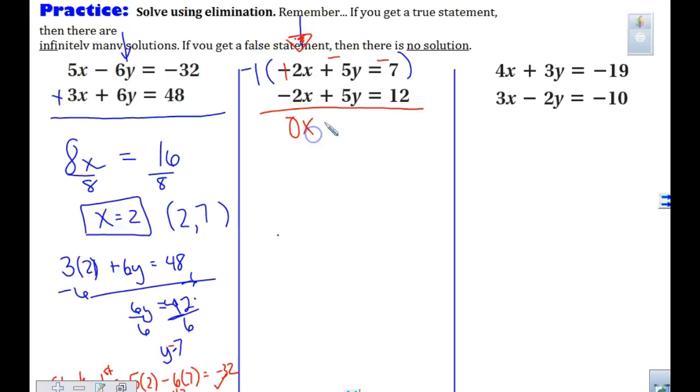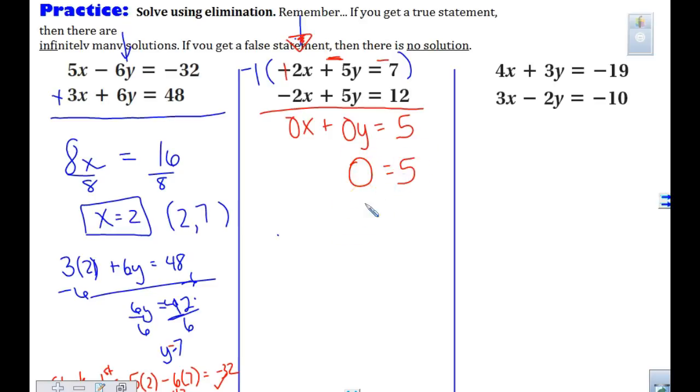0x. Add your y's. What are you going to get, Kaylin? 10. Did you make this one a negative? Oh, 0y. And we add our numbers together and we get 5. So we actually have 0 equals 5.